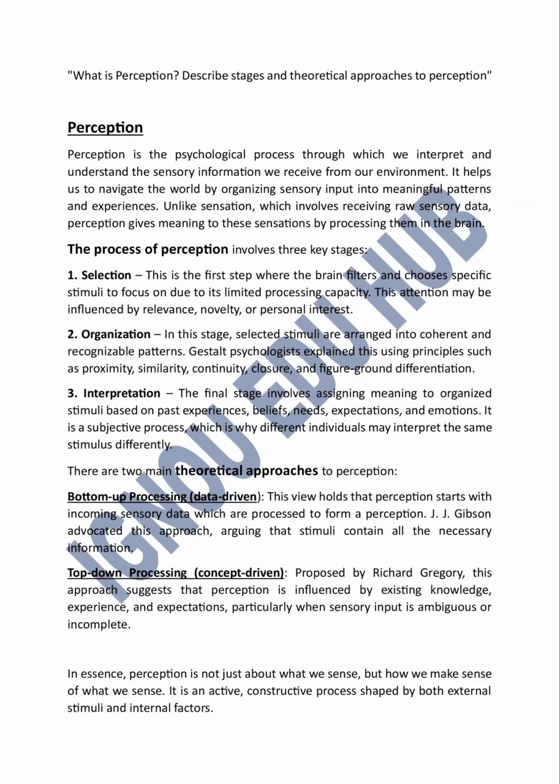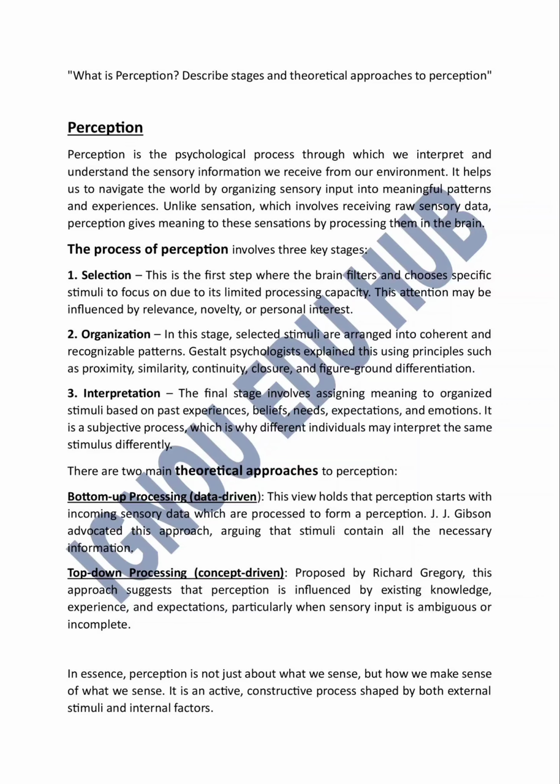That is, once selected, our brain organizes the information. Like when we see stars forming a shape, we group and connect them into constellations. That's what's called organization. The third one is interpretation.